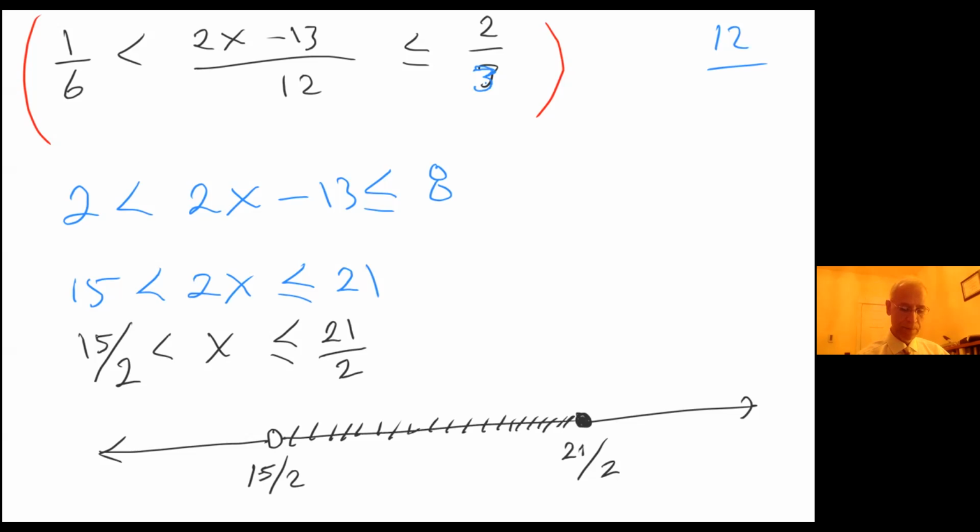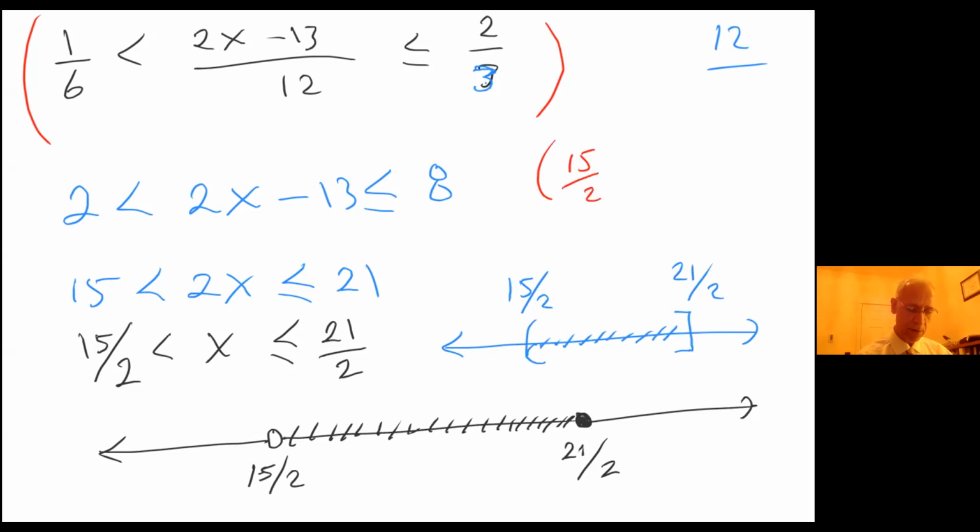Or we could show this as a parenthesis here, bracket here, with a parenthesis at 15/2 and a bracket at 21/2. Or I could say from 15/2 all the way to 21/2, and 21/2 is included.